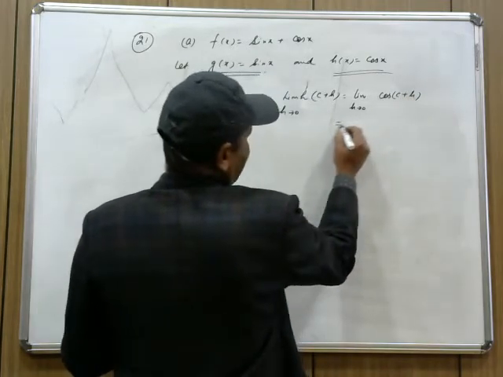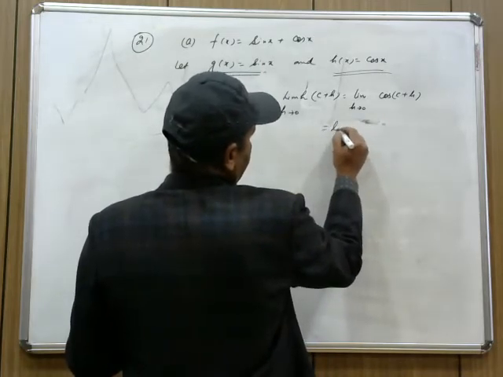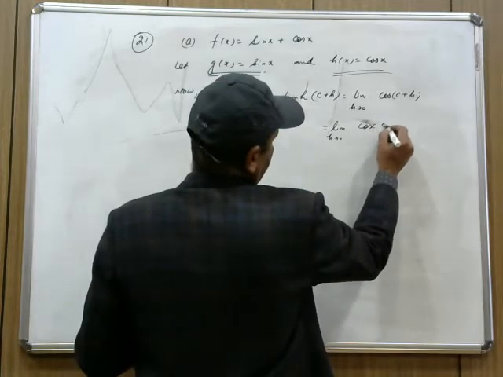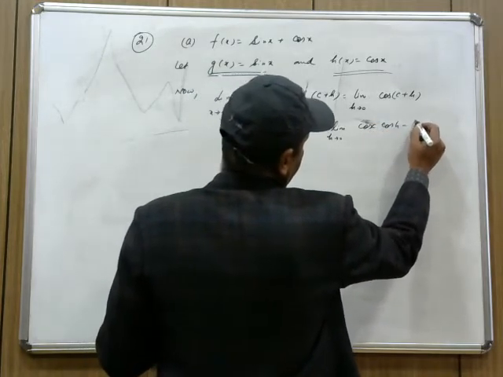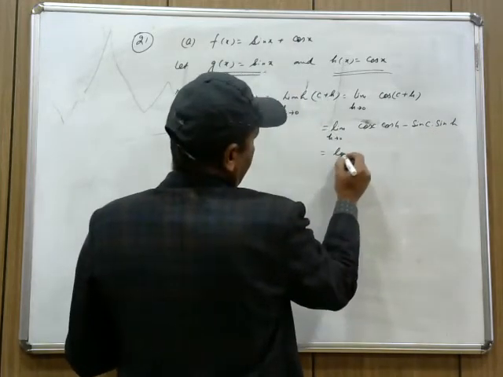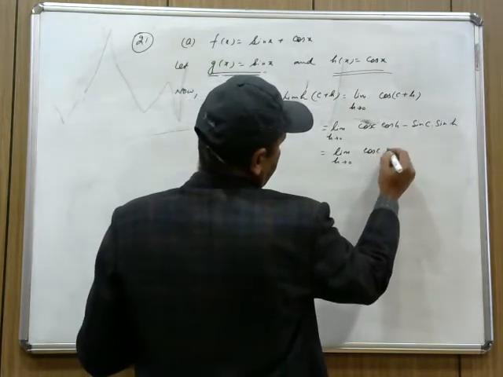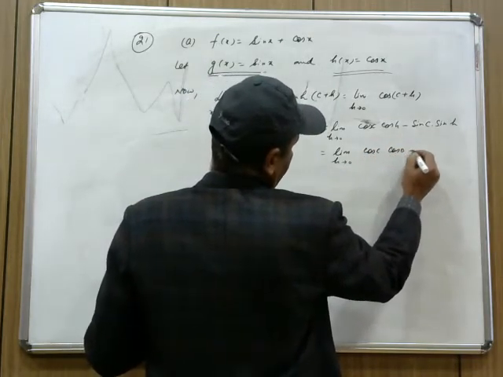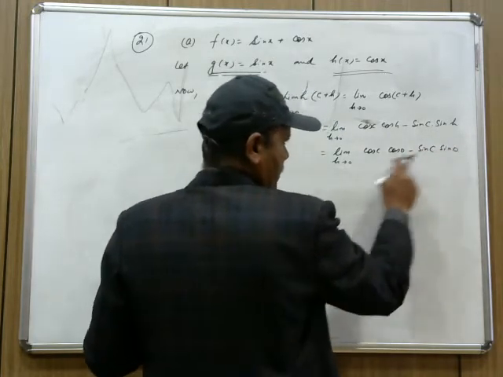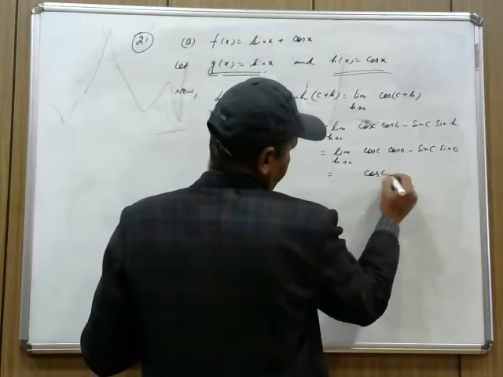And cos(a plus b) is what? Limit h tends to 0 of cos c into cos h minus sin c into sin h. Now limit h tends to 0, cos c into cos 0 minus sin c into sin 0. It becomes 0, cos 0 is 1, therefore I am getting here cos c.